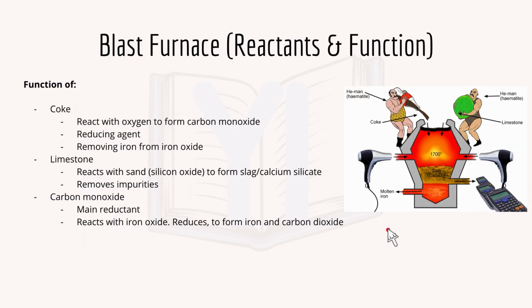Then we'll move on to the reactants and functions. We have the function of coke, which is to react with oxygen to form carbon monoxide, or as a reducing agent to remove iron from an iron oxide directly if the temperature is high enough. And limestone is to react with sand or silicon oxide to form slag or calcium silicate to remove impurities. And carbon monoxide is a main reductant as it reacts with iron oxide and reduces it to form iron and carbon dioxide.